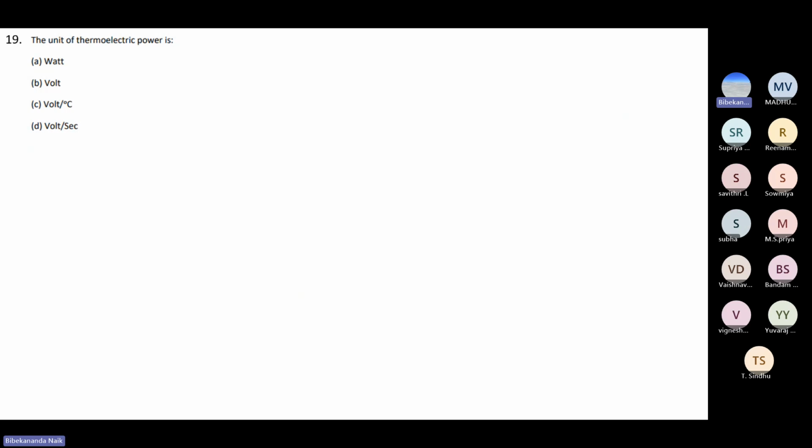The question says the unit of thermoelectric power is. So we know power is energy per unit time. So thermoelectric power will be thermo EMF per degree Celsius. So thermoelectric power will be volt per degree Celsius. So electric power is volt per time, thermoelectric power is volt per degree Celsius.